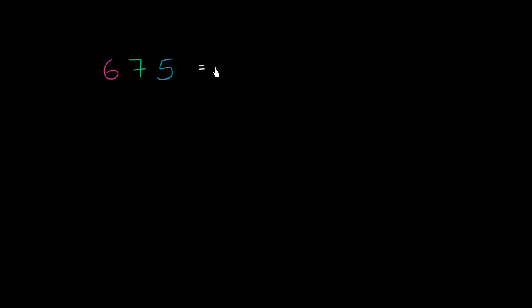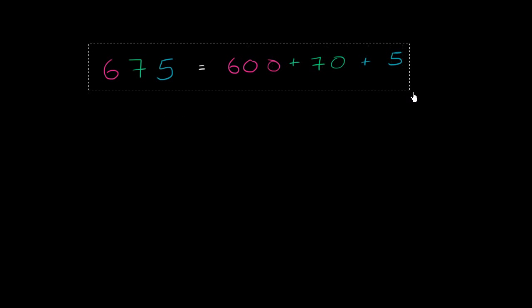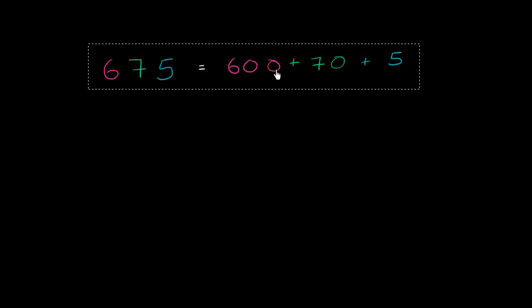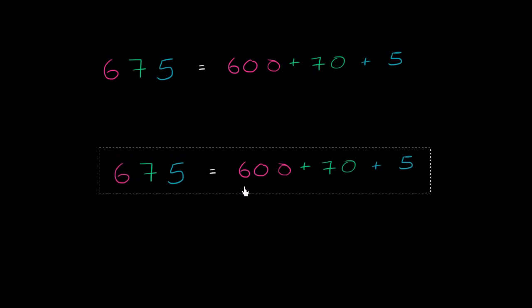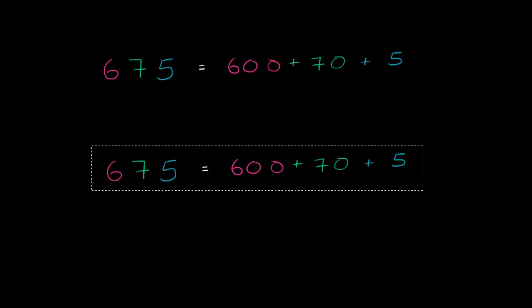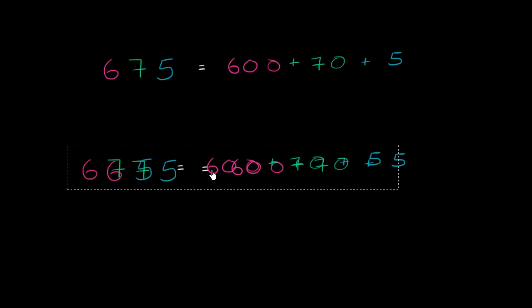I'll do that in the red color. 600. The 7 is in the tens place. It represents 7 tens, or 70. And then the 5 is in the ones place. It represents 5. So let me copy and paste this, and then think about how we can regroup the value in the different places to represent this in different ways. So let me copy it and paste it, and maybe I'll do it 3 times.